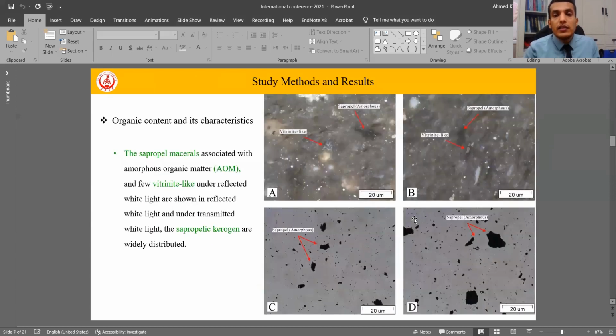So under the microscope and using some photomicrographs, we can say that the sapropelinites are widely distributed, the abundant macerals in the Cuizhuang formation source rocks. However, the upper two figures are using reflected white light, and the upper and the lower are using transmitted white light.